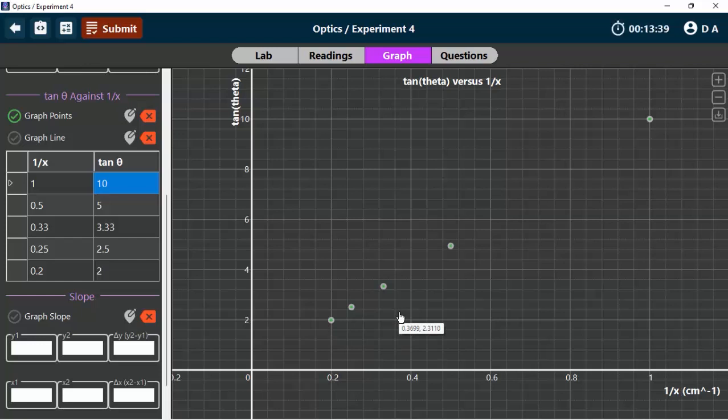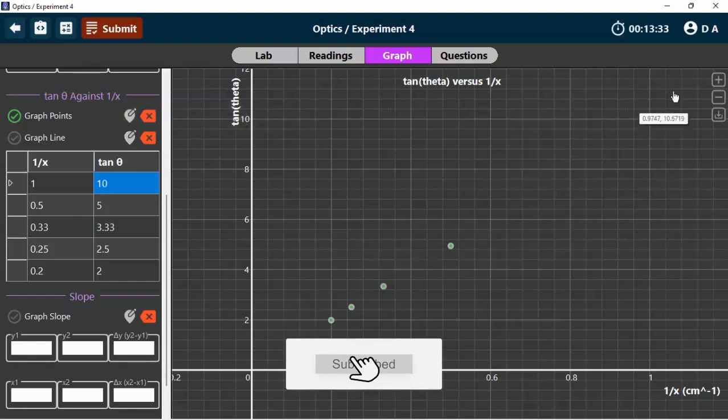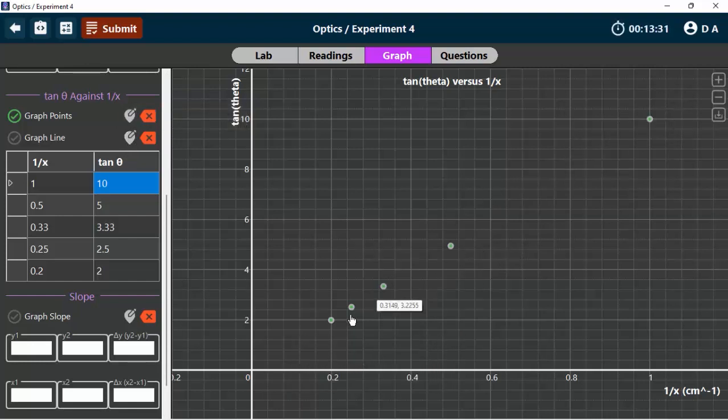So now that we've gotten all the points on the graph, the next is to draw the line of best fit. The line of best fit should be a line that runs through as many points as possible on this graph. So let's say I decide to start from here. My line of best fit should run through as many points as possible. So this is my line of best fit.